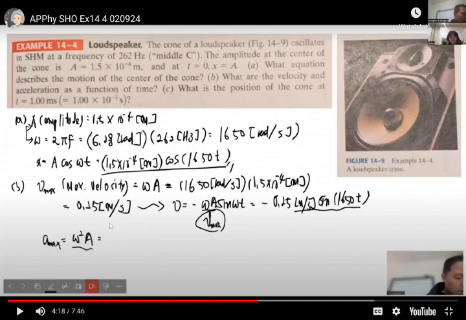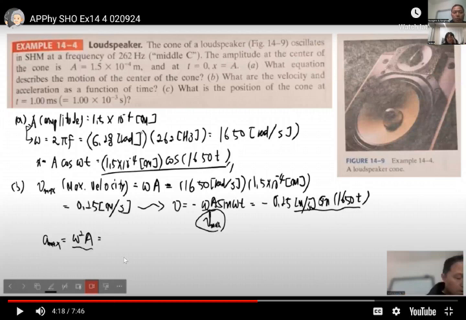I got 408 meters per second squared. Okay, then the equation I got, 0.25 sine 1650 t. Oh no, actually it should be the cosine because the displacement is proportional to the cosine. So the second order derivative of displacement should be the same cosine function.